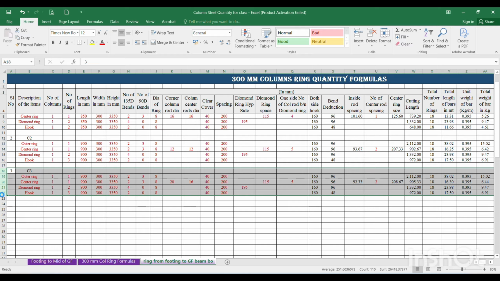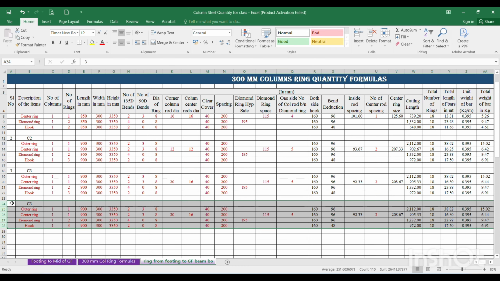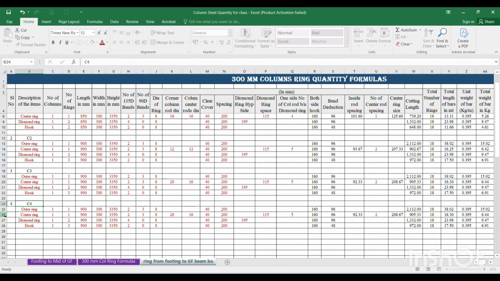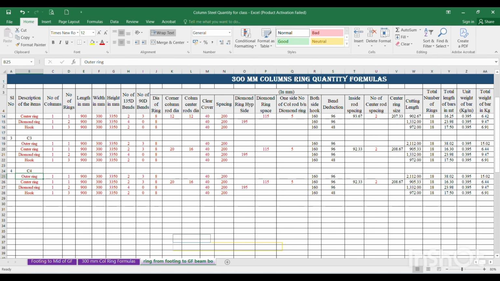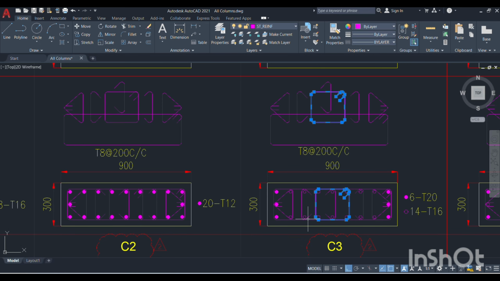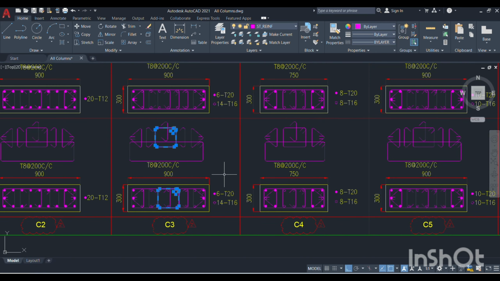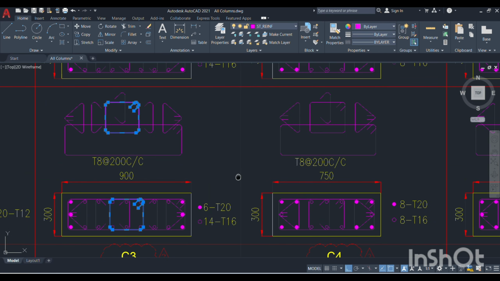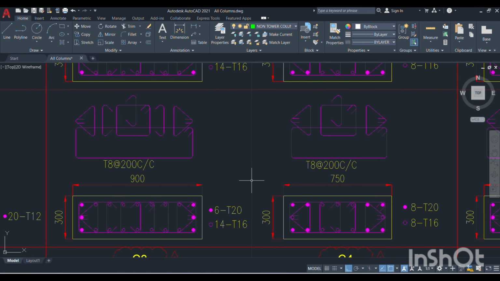Then come to C4. Control C, insert over here, take the 4th column, C4, and go to C4. And what C4 is saying here: the number of rings also changed, column size also changed, and the number of rods and dias also changed. Dias are the same, but the number of column rods has changed because of the column size.